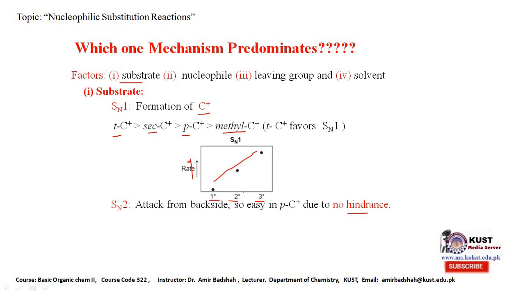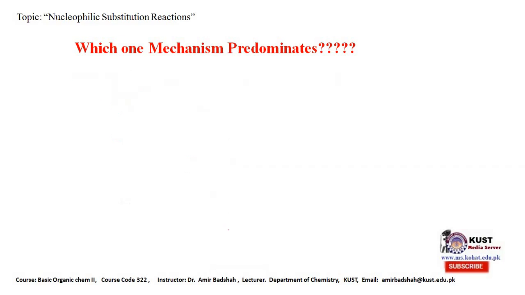So a substrate which results in a tertiary carbocation will favor SN1, and a substrate which results in a methyl or primary carbocation will favor SN2, as shown here. If a reaction results in a primary carbocation, the rate of SN2 will be more. If it is secondary, then the rate will decrease, and further if it results in a tertiary carbocation, the rate of SN2 will decrease further.